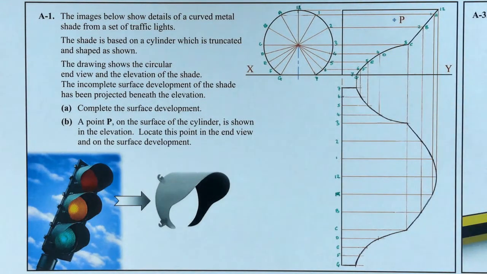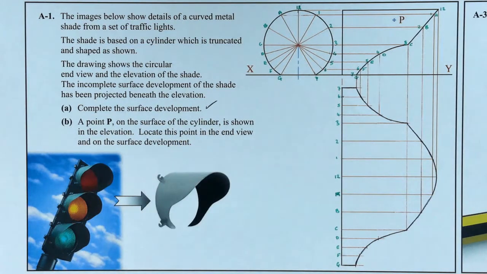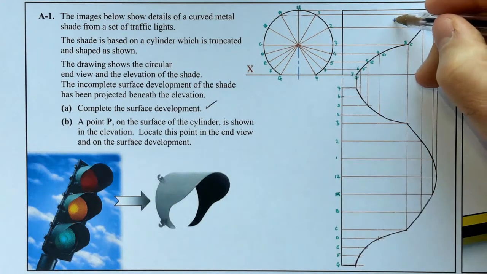Okay, so we have that is the surface development, so that's part A done. And now part B, it says a point P on the surface of the cylinder is shown in the elevation. Locate this point in the end view and on the surface development. Okay, this isn't too tricky, it's just a case of locating point P.